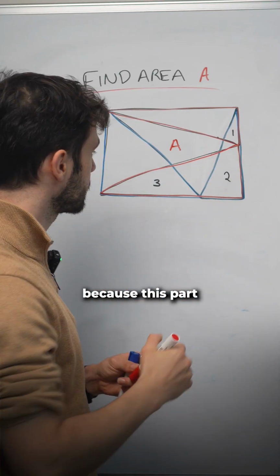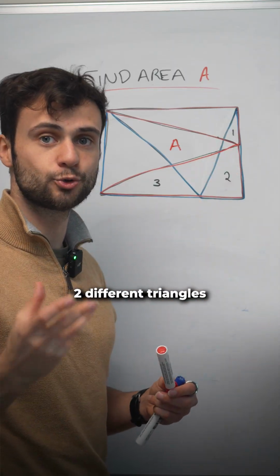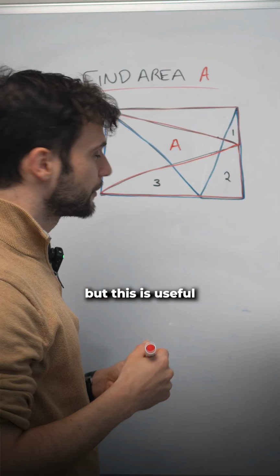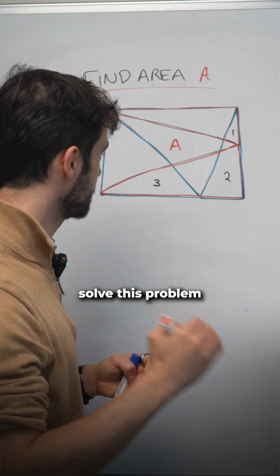But that's not enough though, because what we notice is actually we're subtracting some of the areas twice, not just once, because this part with the 3 in, the part with the 2 and the part with the 1 in, they're all parts of 2 different triangles. So we're going to need to somehow account for that. But this is useful because these are the intuitions that are going to help us solve this problem.